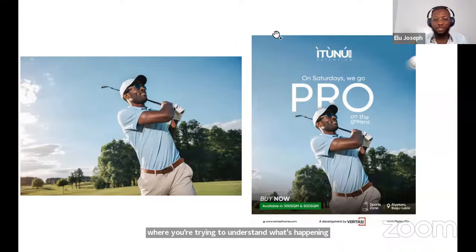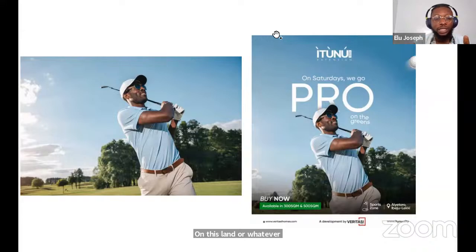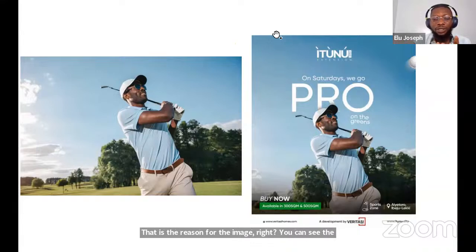Now, you are the audience trying to understand what's happening. The fact that you can't understand what's happening means that the designer has failed, because it's communicating an entirely different thing from what it's supposed to communicate. I'm trying to communicate here that you can play golf on this land or whatever. That is the reason for the image, right? You can see the man smiling and playing his golf. If the image is not clear enough, you cannot tell what the man is doing. You'll not be able to tell what the man is holding or if the man is wearing glasses or not.